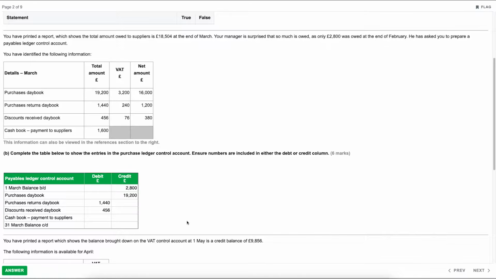Then we have the actual payments that have been made. Now, the payments to suppliers are obviously again going to reduce the amount that the business owes to its credit suppliers because it's literally us paying them. So we can put that 1,600 in.